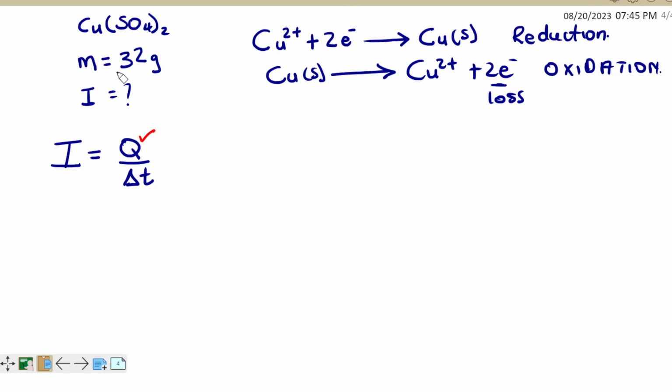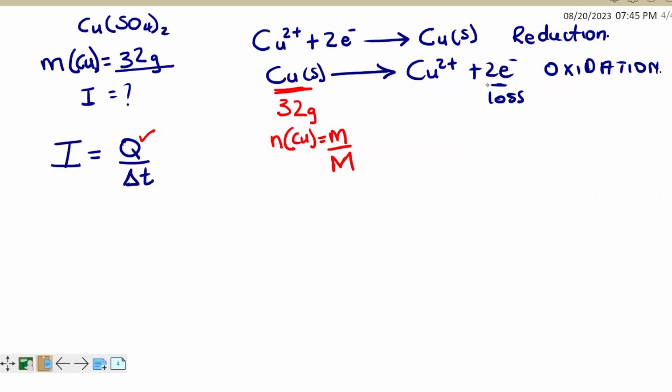The 32, the mass that you see here, this 32, this is the mass of the copper. In other words, this is the mass of this. This is 32 grams. You can find the number of moles of this copper by saying mass of the copper divided by the molar mass.